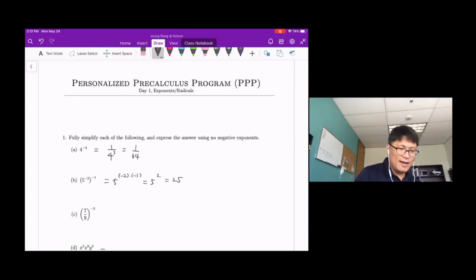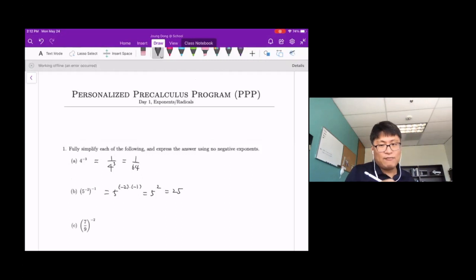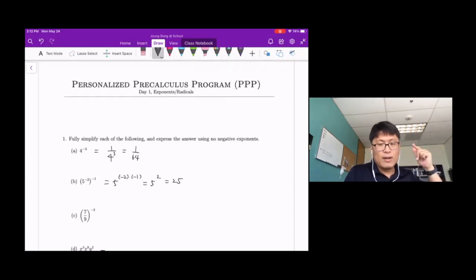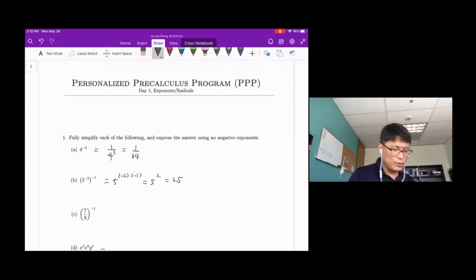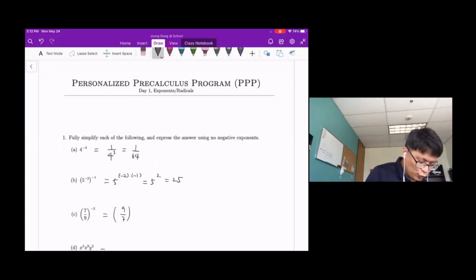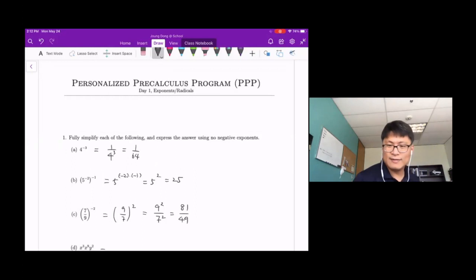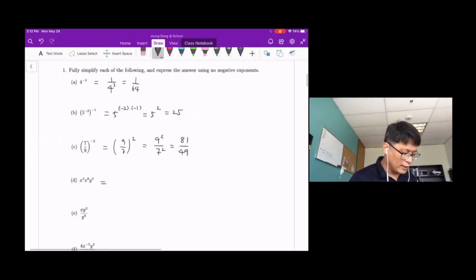And C, as I did before, we're going to take care of the negative power first. Then we're going to do the reciprocal of 7 over 9, which is 9 over 7. So this is 9 over 7 squared now. That power of square works on each term separately, which means that is 9 squared over 7 squared. It is equal to 81 over 49. Is that okay?